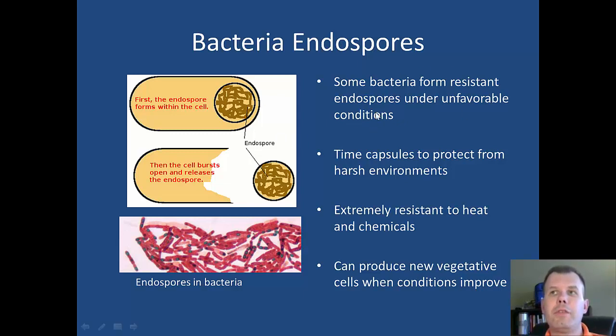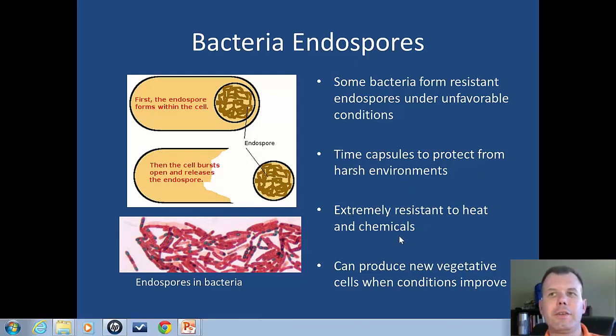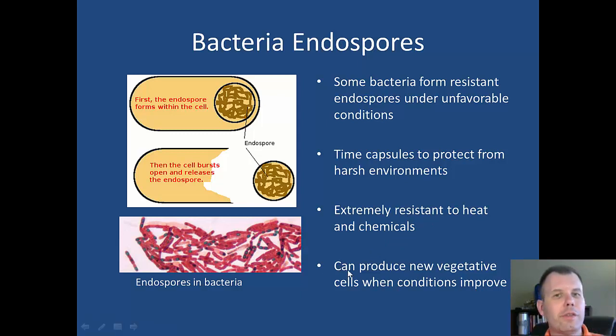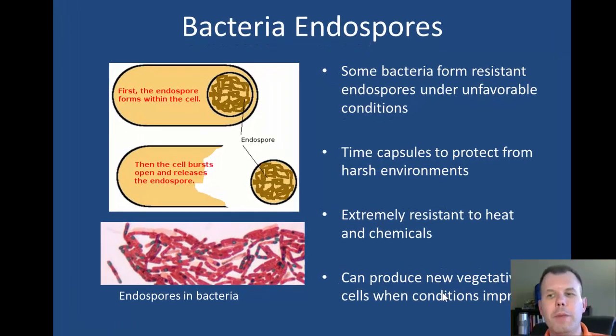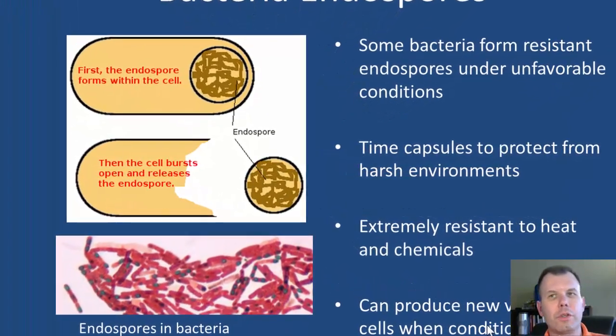So they basically make these resistant endospores under unfavorable conditions. They protect them from harsh environments. They're extremely resistant to heat and other chemicals. And as soon as the time or the chemicals come back, they can produce new vegetative cells when the conditions improve. And so they make new bacteria cells, and then they grow and they flourish once again.